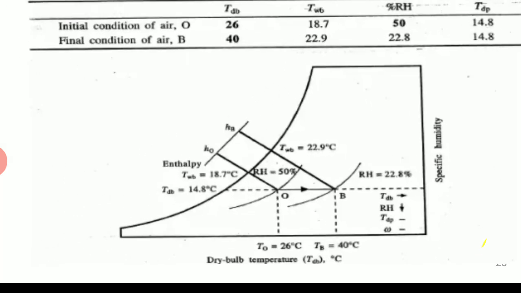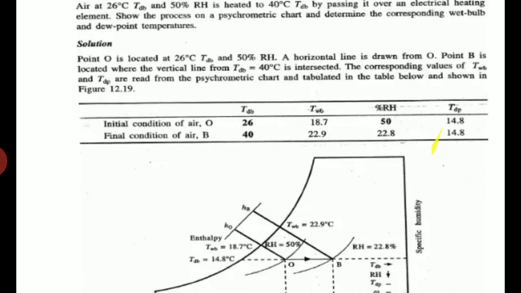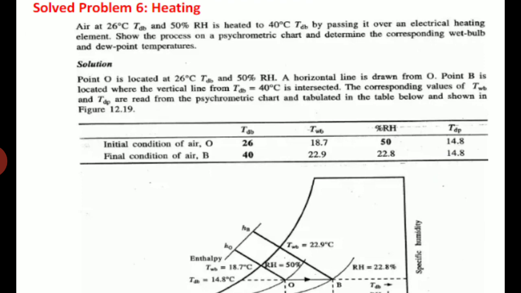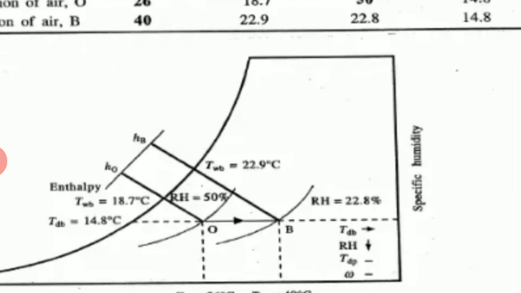After marking the final conditions, obtain the values. He is asking to determine from the psychrometric chart the corresponding wet bulb temperature and dew point temperature. Because the wet bulb temperature should be the lowest temperature, we first calculate it from point O. So from point O, what is the wet bulb temperature? Take a scale from point O parallel to the wet bulb temperature.